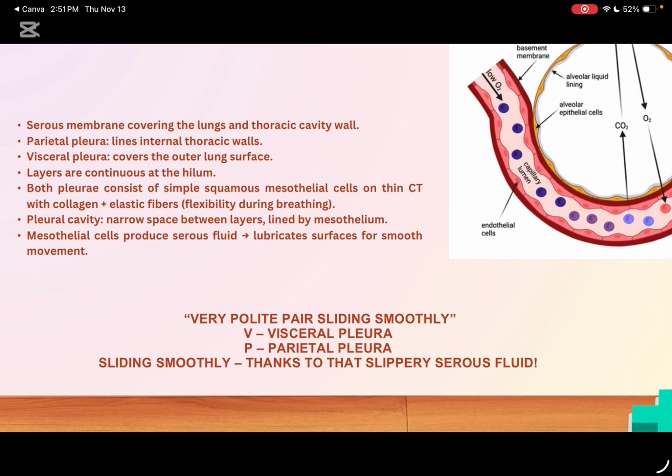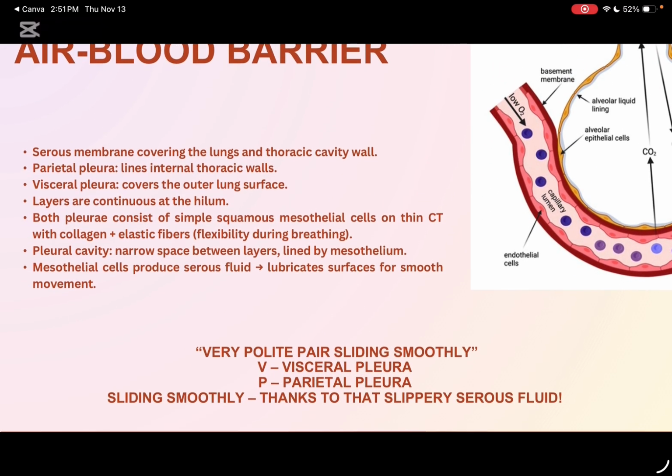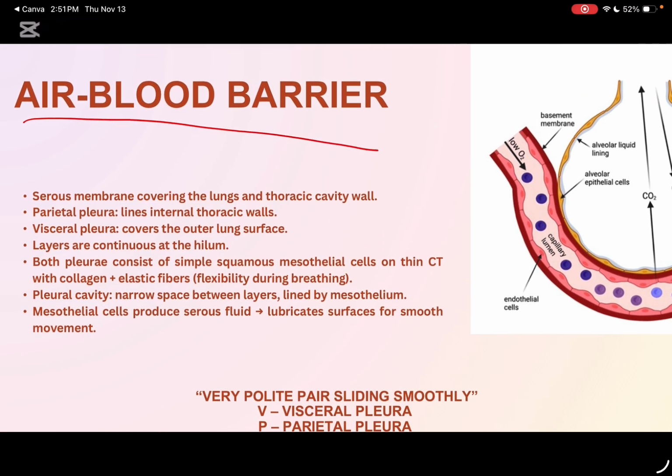Okay, so again, I'm sorry. Air-blood barrier, we'll continue. Next is the pleura, a serous membrane. And what does it cover? It covers the lung and the thoracic cavity wall. The parietal pleura is part of it. The visceral pleura is also there. The parietal pleura lines the internal thoracic cavities. The visceral covers the outer lung surface.